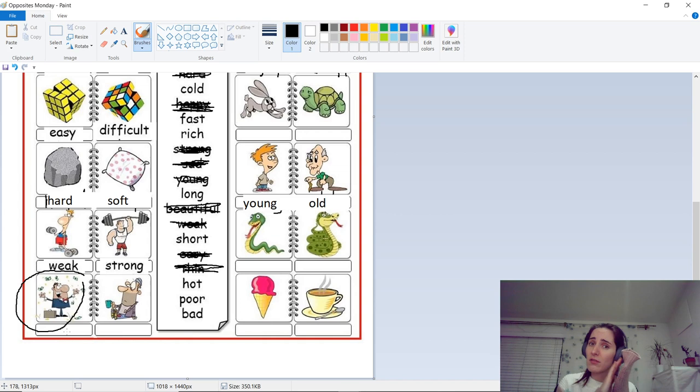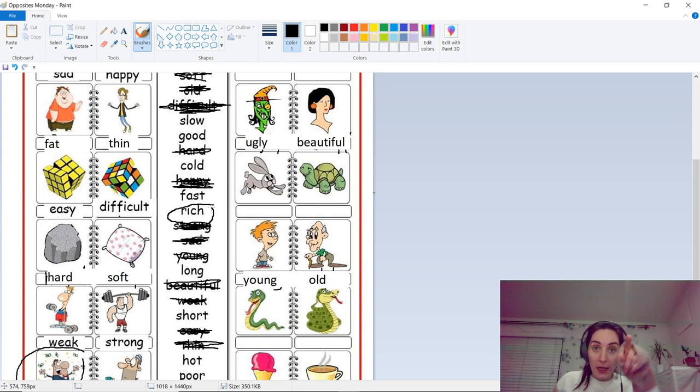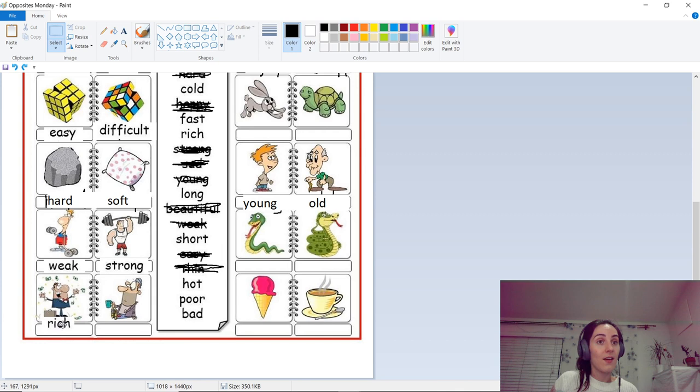Soft? He is rich. Can I hear that? He is rich. Okay. Rich, rich, rich. Right here. So, let's copy it and add it under the picture. All right.